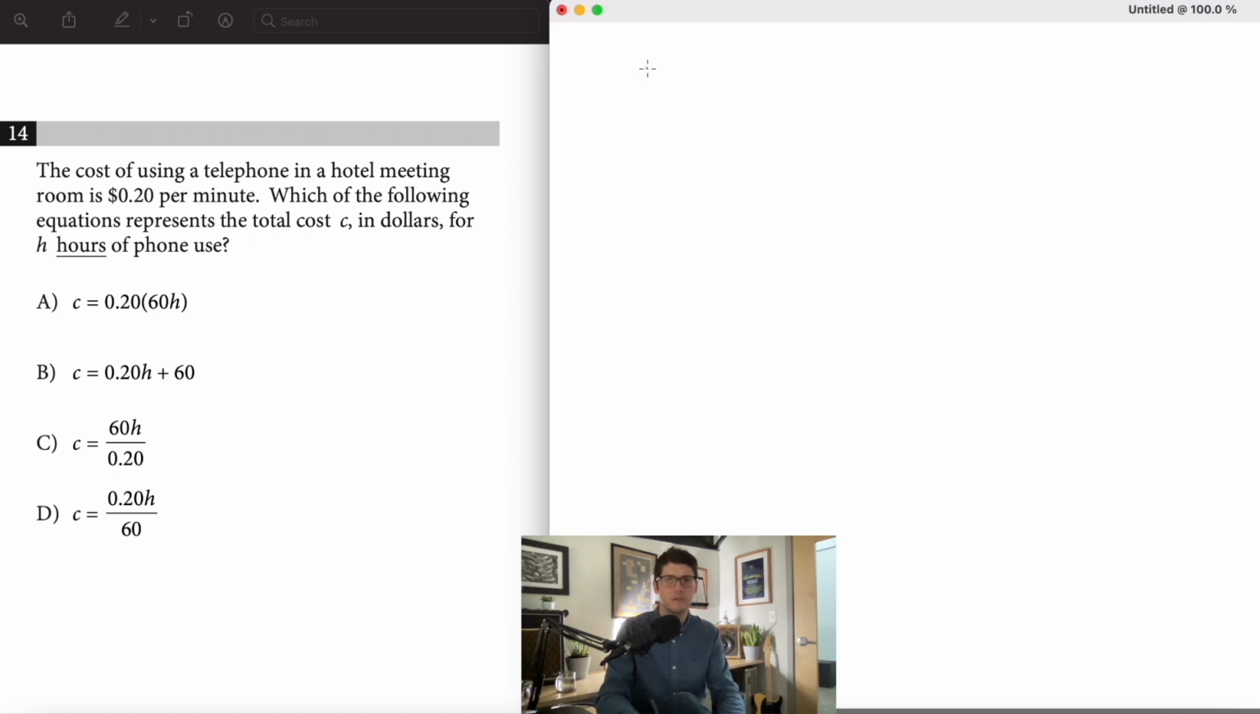So I'll just write C is cost, or total cost, in dollars. So I'll just write dollars for H hours of phone use. I don't know, let's make a value for H here. Let's make H be 2 hours. Okay, so we're using 20 cents per minute.